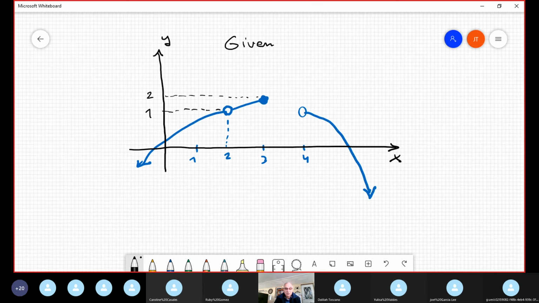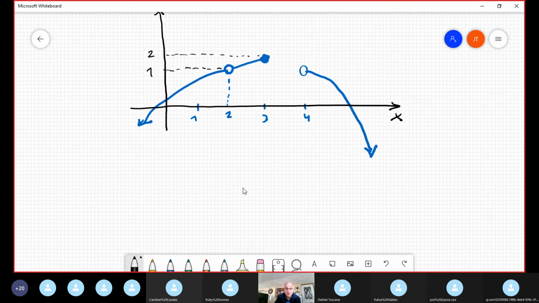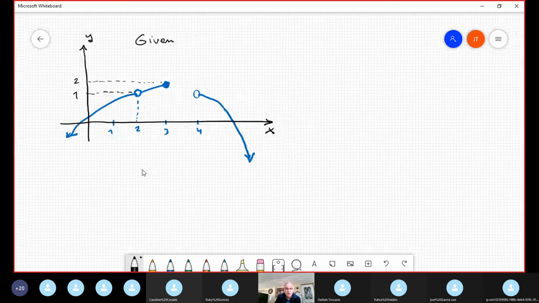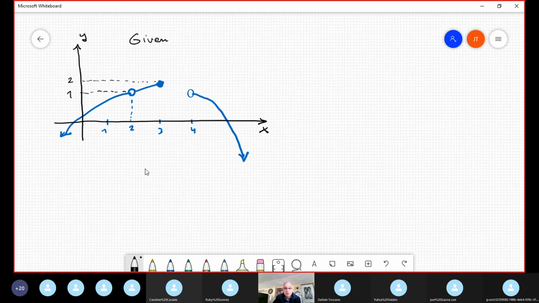And what is the question? The question is: determine, look in the graph, no mathematics, only determine domain and range. Determine domain and determine range. Okay, let me explain this in detail.